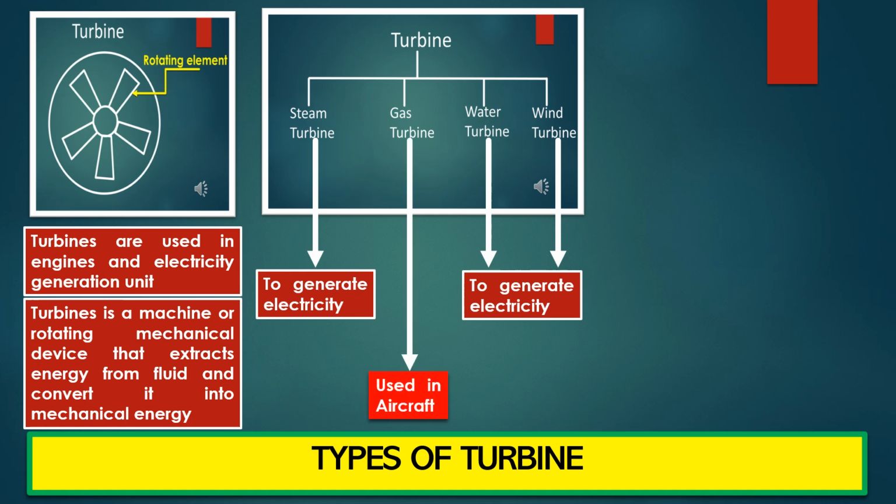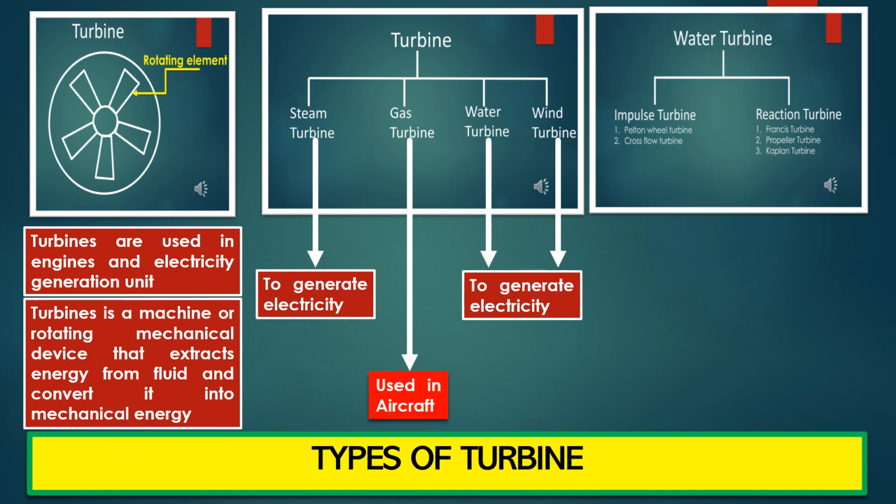The water turbines are classified into two main types. The first one is the impulse turbine and the second one is the reaction turbine. In an impulse turbine, the entire pressure of water is converted into kinetic energy by providing a nozzle at the end of the penstock. Impulse turbines are used for high head power plants. So the Pelton wheel and the cross flow turbine are examples of the impulse turbine.